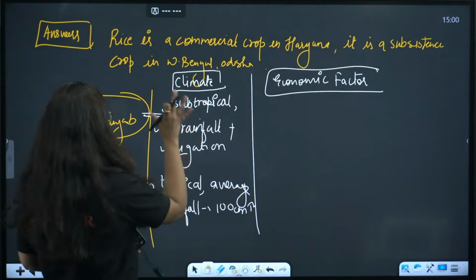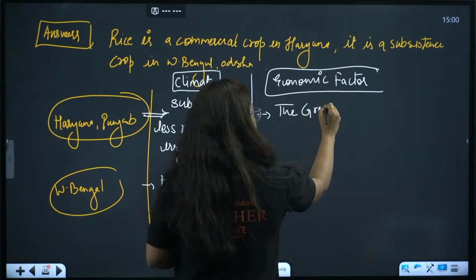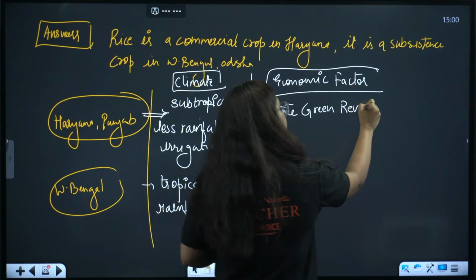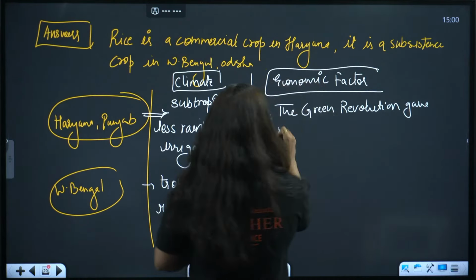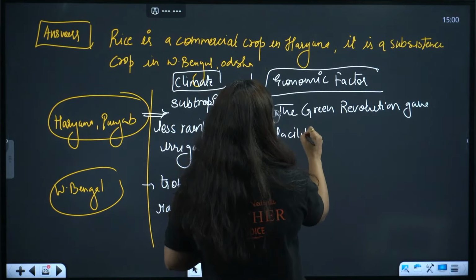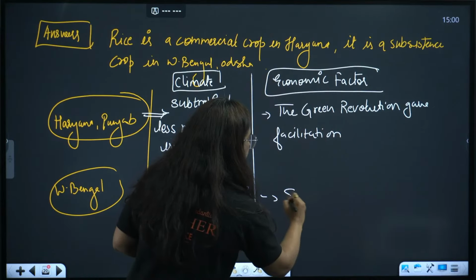If I talk about the economic factor, so the Green Revolution. Which revolution? The Green Revolution gave a facilitation to the growth of rice here. However, here it is for the subsistence of the people living in that region. It is not a commercial type of crop over there. Get it or not? Everyone, will you be able to write it?